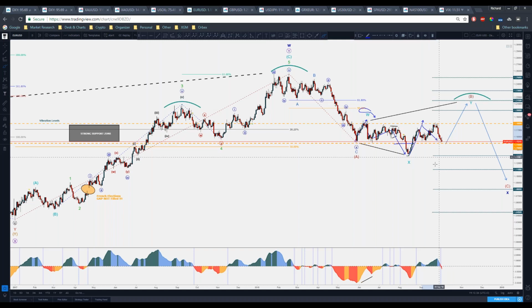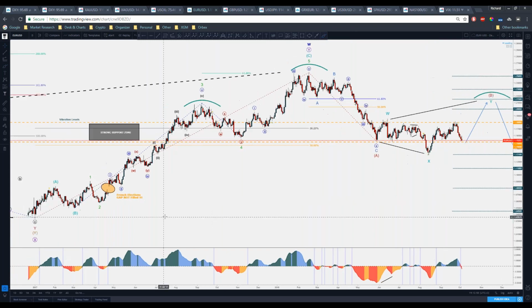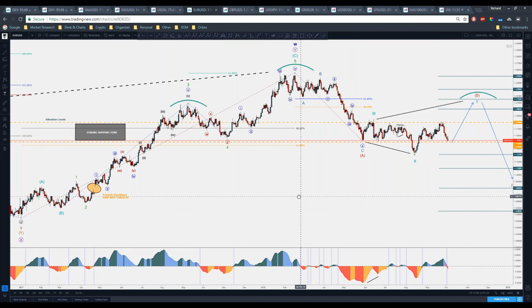Now, the way this is unfolding, I'm looking at the structure as a possible expanding flat, with a wave A and then B moving past the start of A, and the C wave exceeding the end of A in an expanded flat. I was looking at it as a possible running flat, right? Because previously, right here, when this thing started, it did actually do something as a running flat, for instance. I'm going to go over these later on.